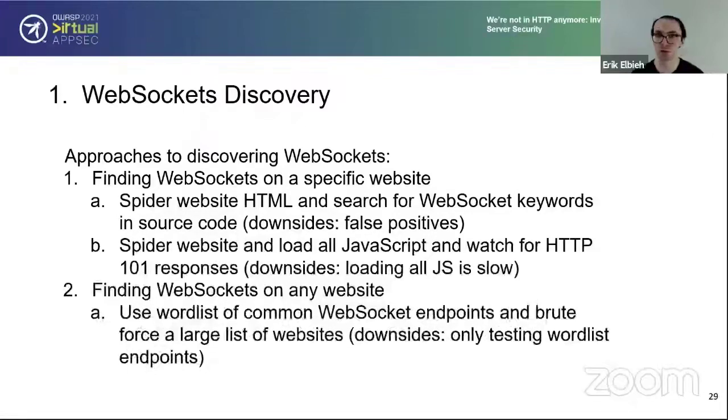Now, if we don't care where the WebSocket is, if we just want to analyze WebSockets on the public internet, regardless of where they are, then we might try a different approach. We don't have to necessarily open every website, spider to every page, and load the JavaScript. Instead, we might be able to just use a word list of common endpoints and brute force a large list of website domains. Of course, this approach has its own downside, which is that you're only testing the word list endpoints. The positive perspective of this last idea is that it could be fast because we're not spidering each website. We're just testing a few key likely locations on a large number of websites.